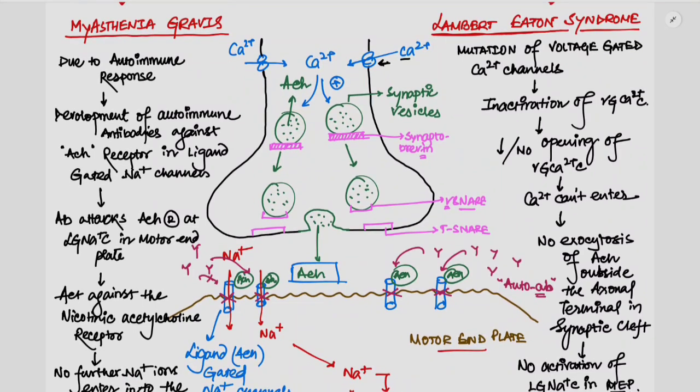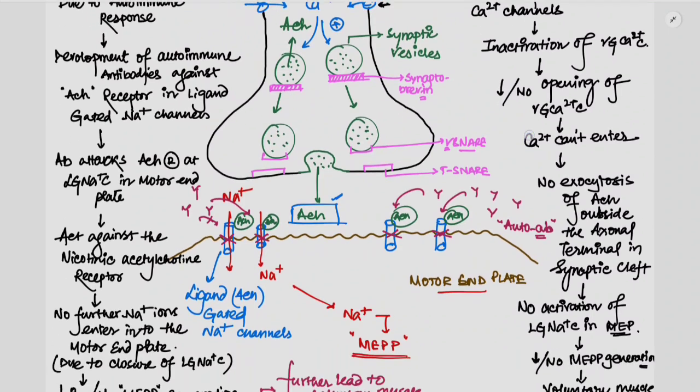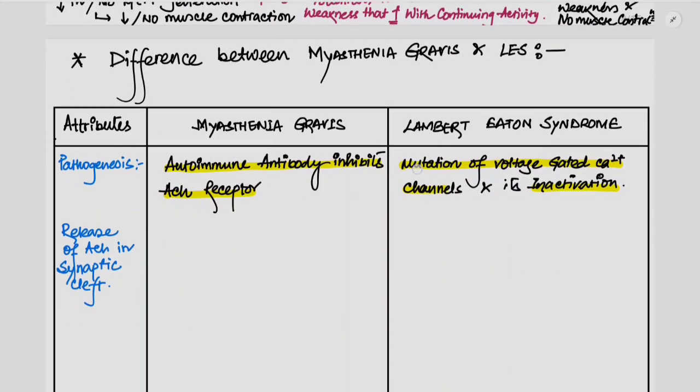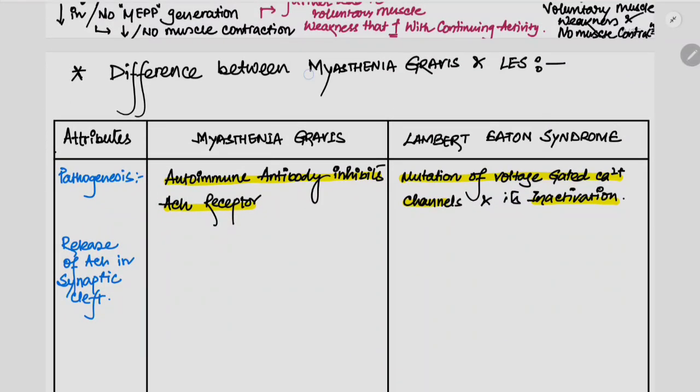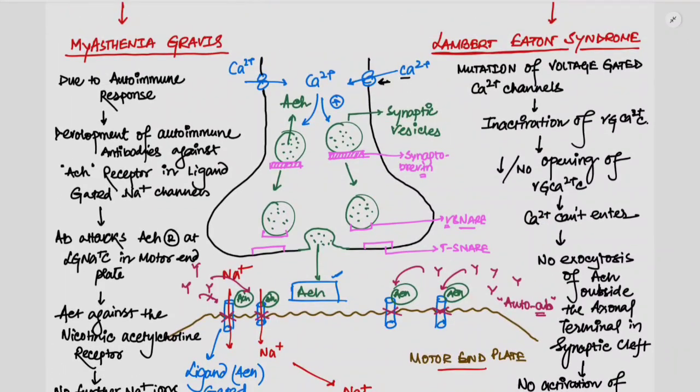So in acetylcholine concentration in the synaptic cleft, there is no change because there is no pathology in the axonal terminal. There is pathology in the motor end plate, or the postsynaptic muscle membrane. So there is adequate amount of acetylcholine in the synaptic cleft. So there is no decrease in acetylcholine in the synaptic cleft. Then the release is normal. Whereas in Lambert-Eaton syndrome, there is mutation of voltage gated calcium channels, due to which exocytosis cannot occur here.